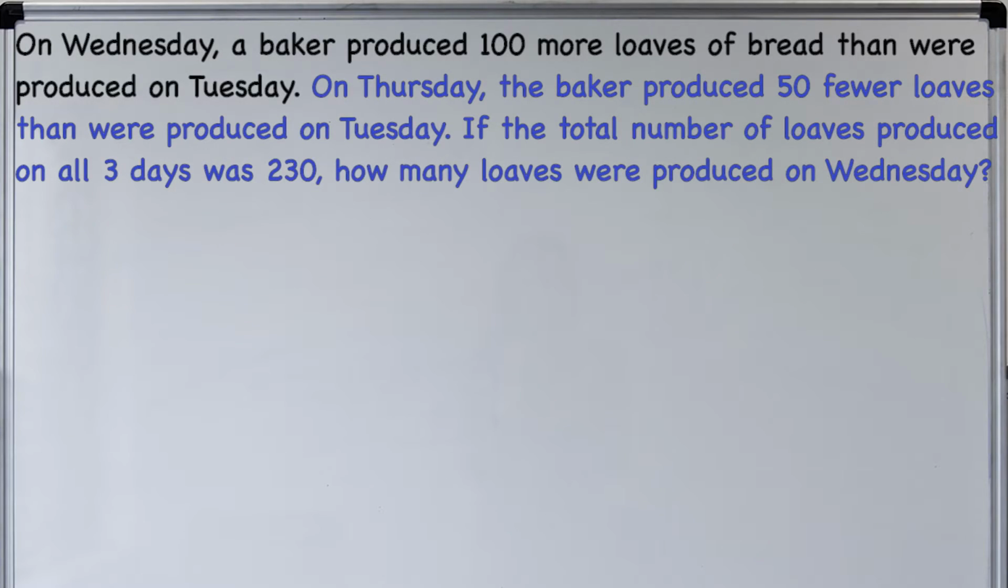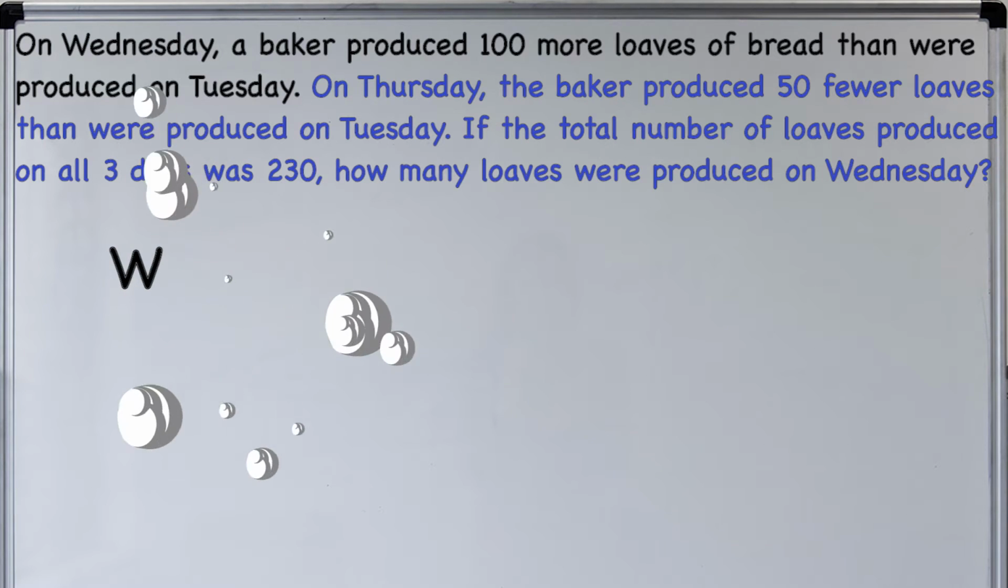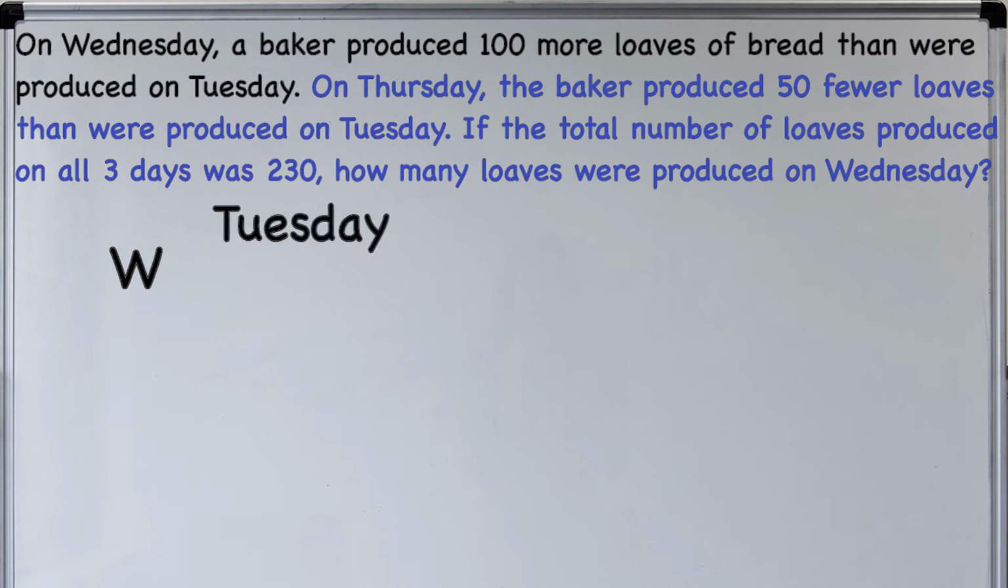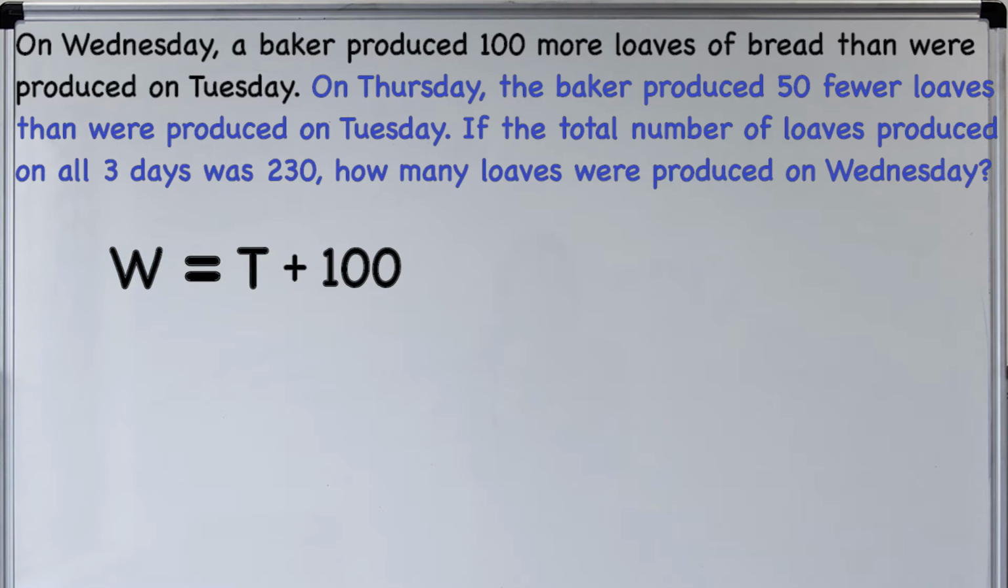So here we have Wednesday, right? We need to know how many loaves were baked on Wednesday. So I would choose W as a nice variable for that, because that's a clear variable. Another variable we could use is T for Tuesday, right? To represent how many loaves of bread were baked on Tuesday. So to put that first sentence together, we can just say, okay, W equals 100 plus T, to show that on Wednesday there were 100 more loaves of bread than were baked on Tuesday. Right? That's pretty clear.